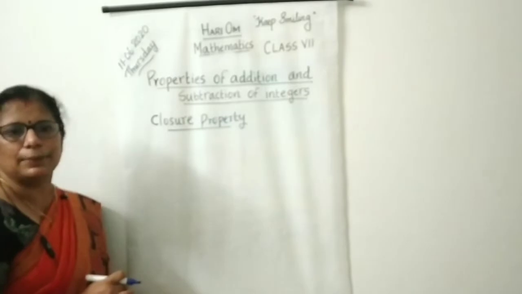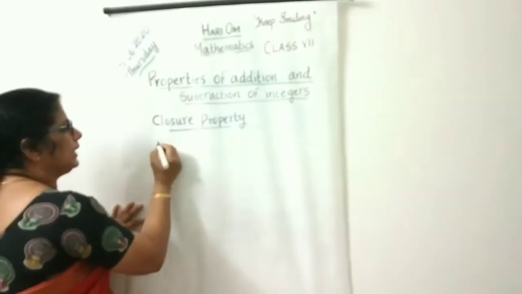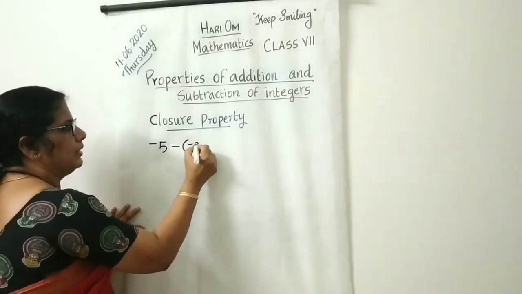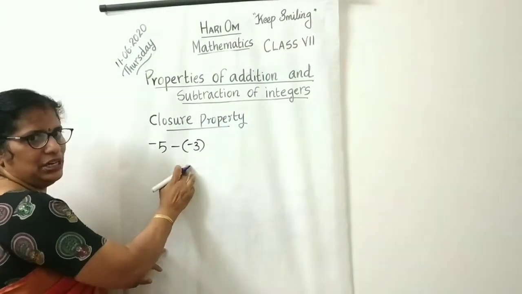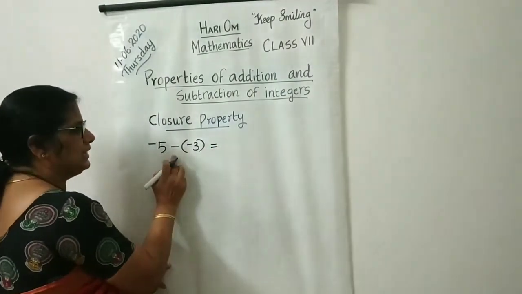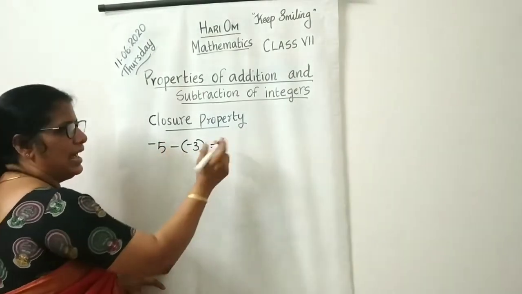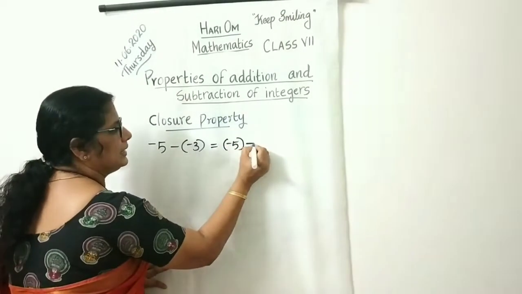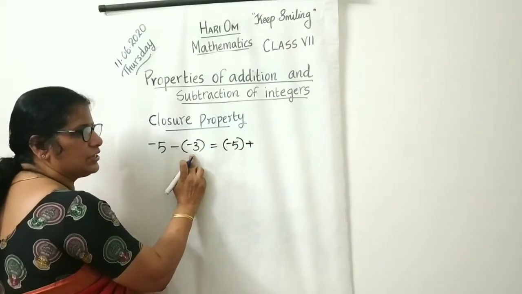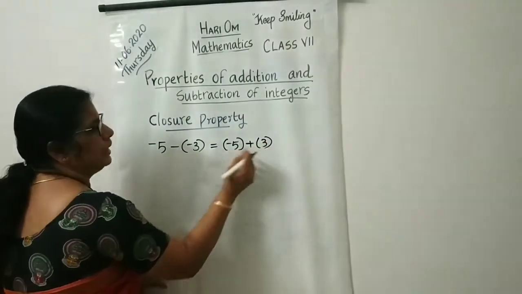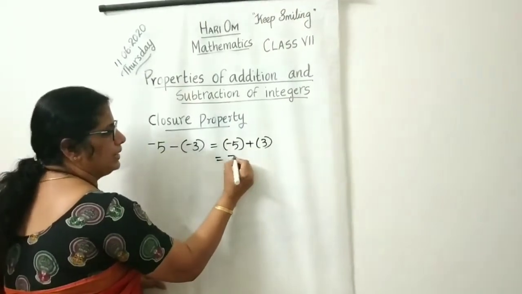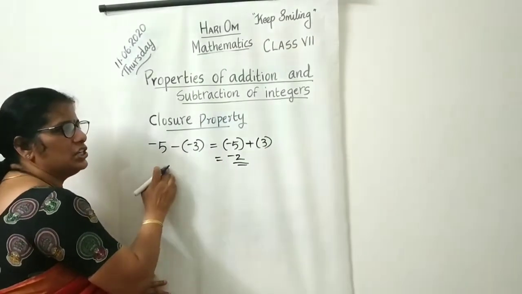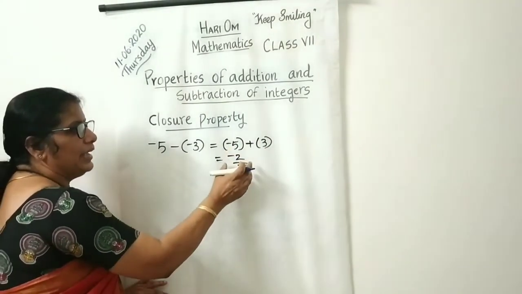Closure property for subtraction. Like addition, if you take any two integers, minus 5 and minus 3, they are integers. And subtract. So what is minus 5 minus minus 3? Subtraction means adding the additive inverse. So first number as it is. Then instead of minus, we put plus and take the additive inverse. Additive inverse of minus 3 is plus 3. Now minus 5 plus 3 is minus 2. Minus 2 is also an integer. So if we take any two integers and subtract, the answer will be again an integer.